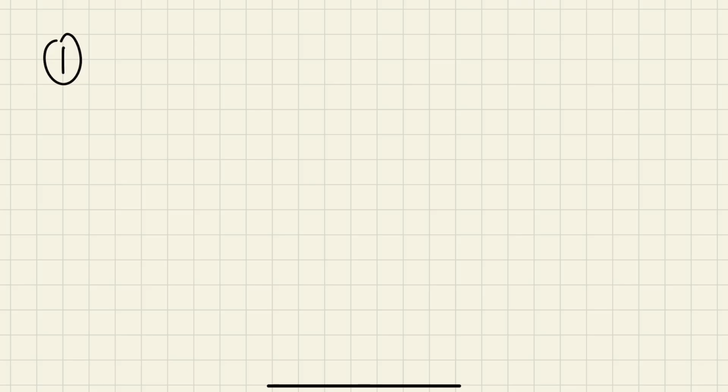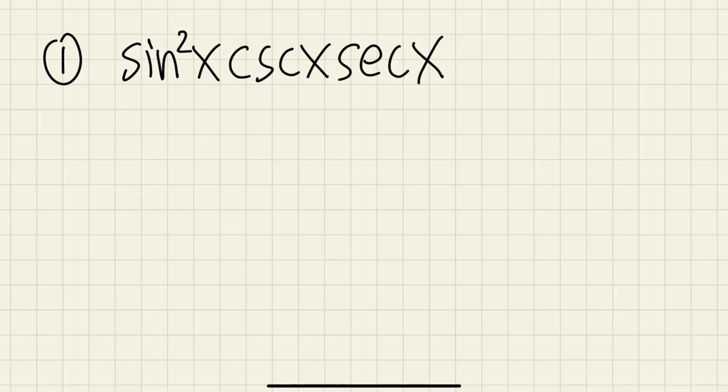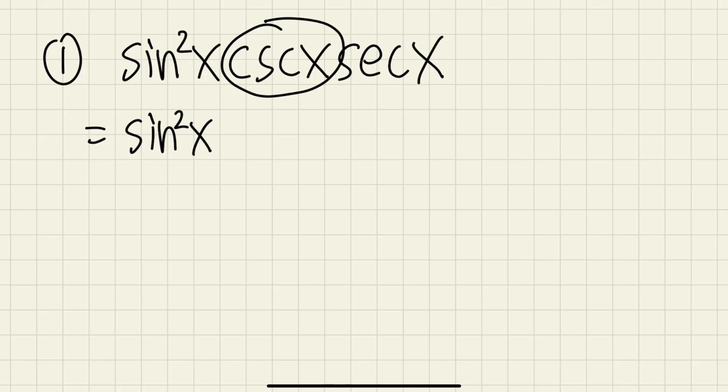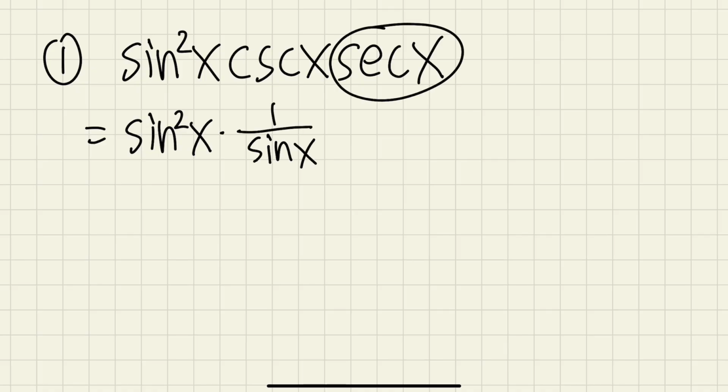Number 1. Here we have sine square x times cosecant x times secant x. The usual strategy for this is to just work with sines and cosines. So I'm going to first keep the sine square x. But for the cosecant x, we have to remember that's equal to 1 over sine x. So we will make a change. And remember, they are multiplying. And then for the secant x, that's equal to 1 over cosine x. So again, let's make the change.